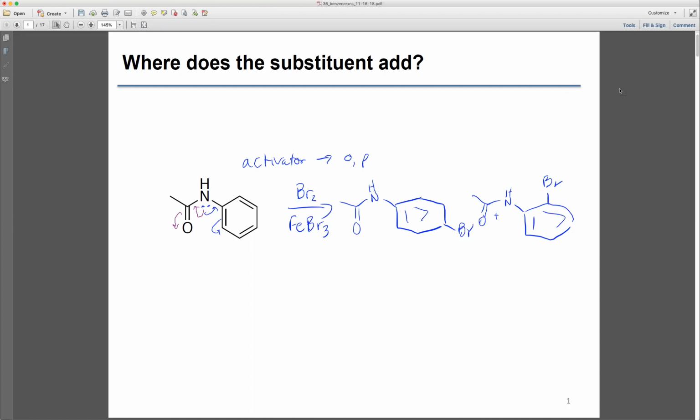So you get a mixture of ortho and para here. There's no way to avoid that, and you would predict, though, that para, in this particular case, would be the major product due to sterics.